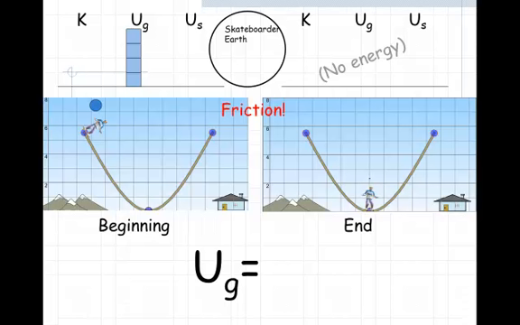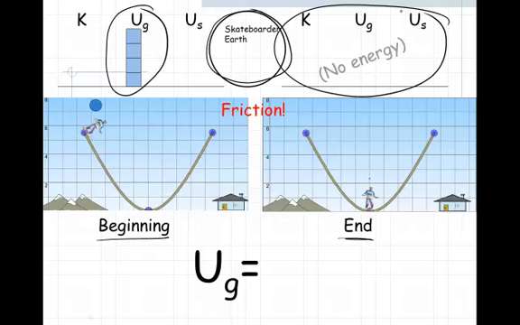So at the very beginning, the skateboarder, our system, which is a skateboarder and the earth, had nothing but gravitational potential energy, 4 units of it. At the end, there's no energy: no kinetic, no gravitational potential, and no spring or elastic energy. So what happened to this energy? We know at the beginning, there's all gravitational potential energy.